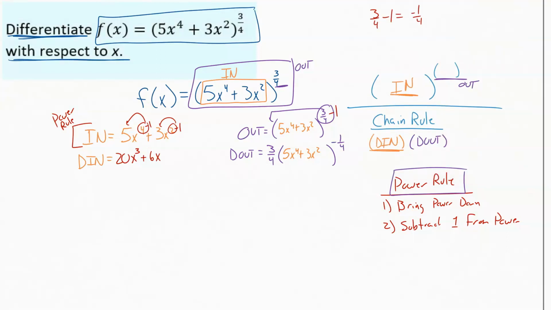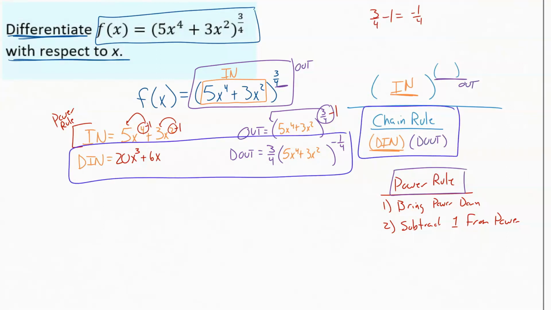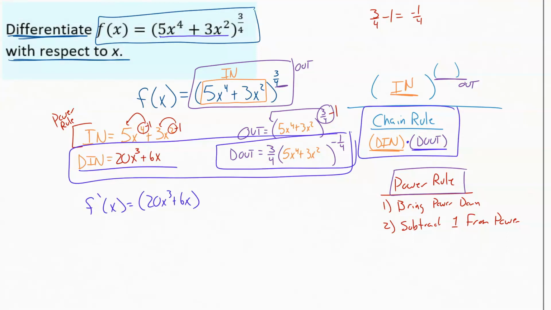So now I have all of the pieces that I need to follow my chain rule recipe. So I grab my ingredients, my d in and my d out, and I follow my chain rule recipe to get to my final answer. So f prime of x is going to equal the derivative of the inside, which is 20x cubed plus 6x, and then we're going to multiply that by the derivative of the outside, which was just this giant power rule where we brought that 3/4 down in front. So 3/4, leave alone all the junk you already took the derivative of, and then subtract 1 from the power.